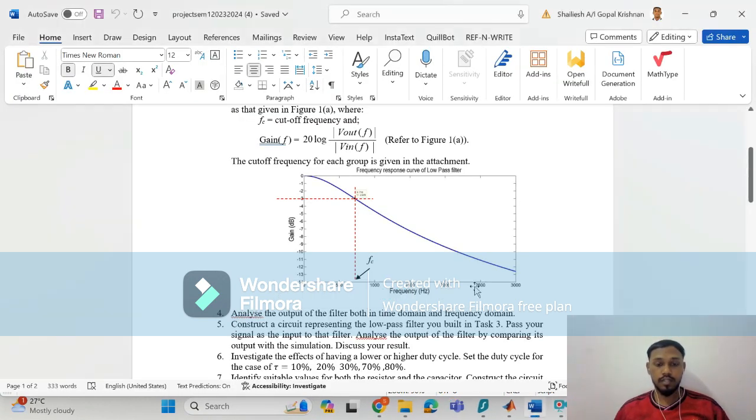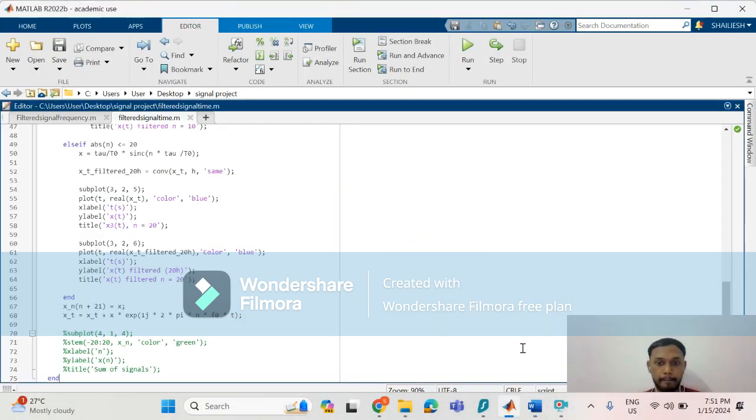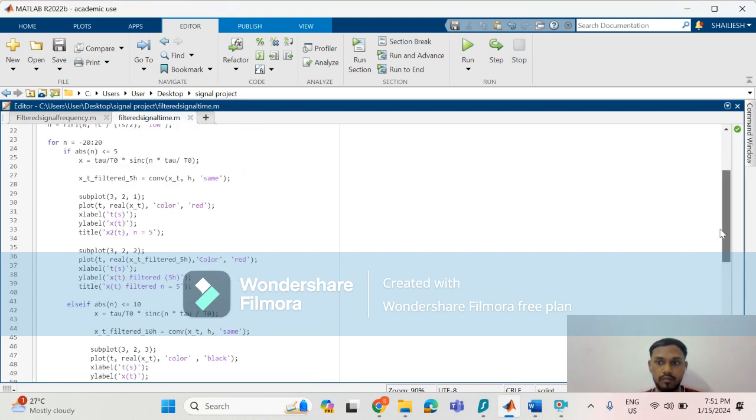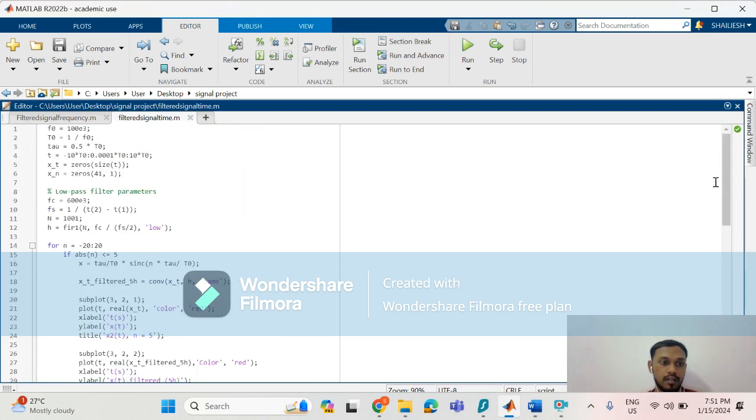Now I'm going to explain question number 4. Question number 4 is about analyzing the output of the filter in both the time domain and the frequency domain. For the first one, time domain, here is the coding. For the frequency, we have used 100 kilohertz.